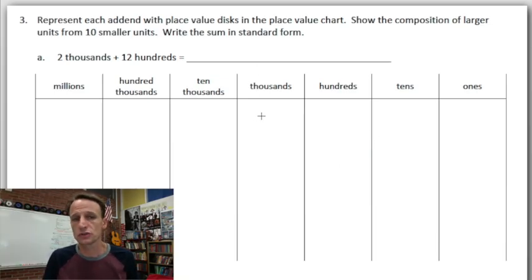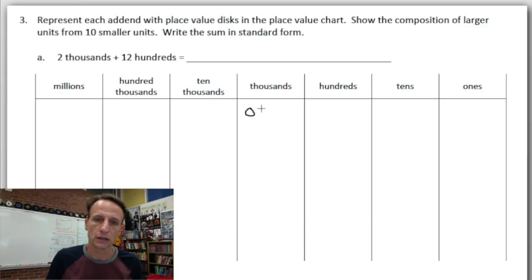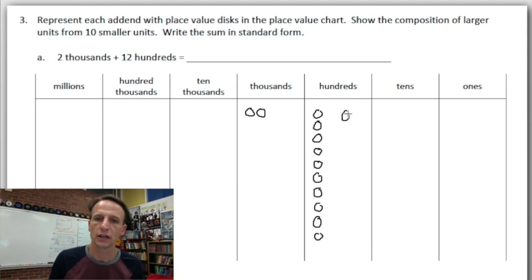Okay, so we're adding 2 thousands plus 12 hundreds. All right, so those are our addends. Let's start by drawing 2,000. So 1, 2 thousands. And then we have 12 hundreds. And so I know 10 is kind of my magic number here. So this is how I'm going to draw these 12 hundreds. I'm going to do 1, 2, 3, 4, 5, 6, 7, 8, 9, 10, and over here I'll do 11, 12.